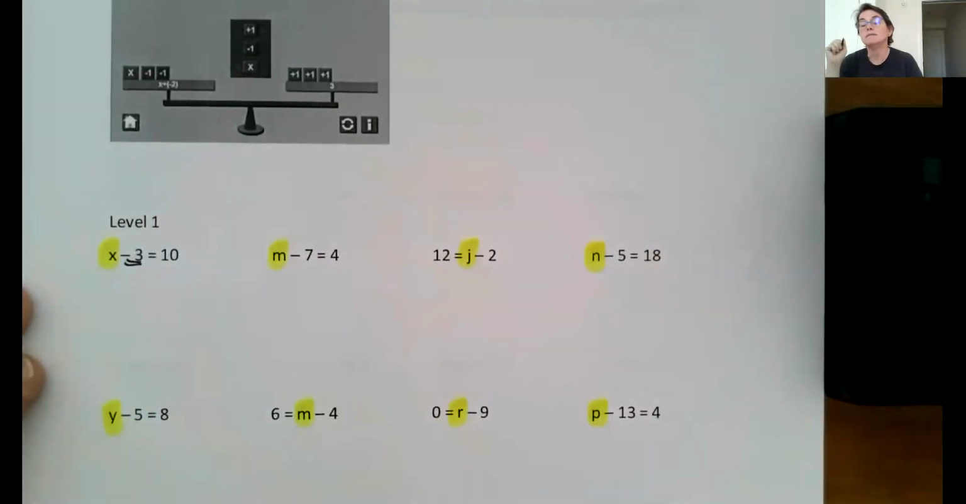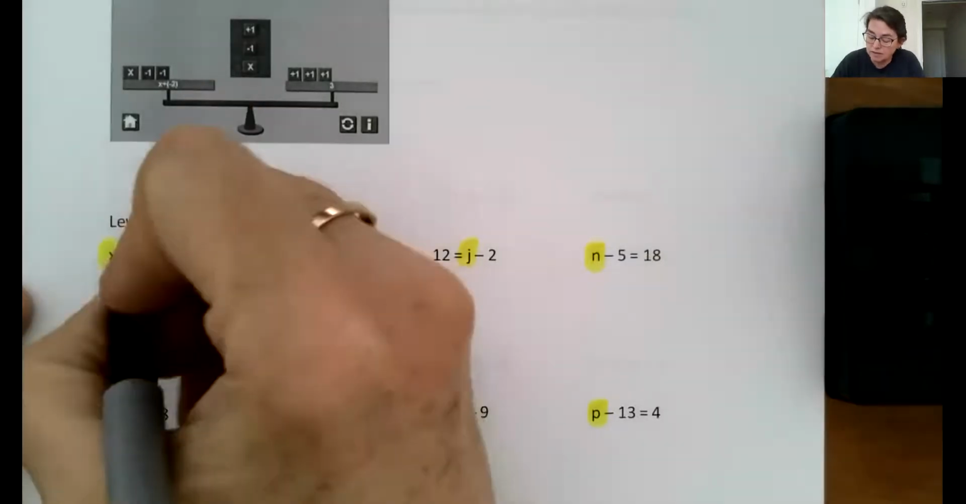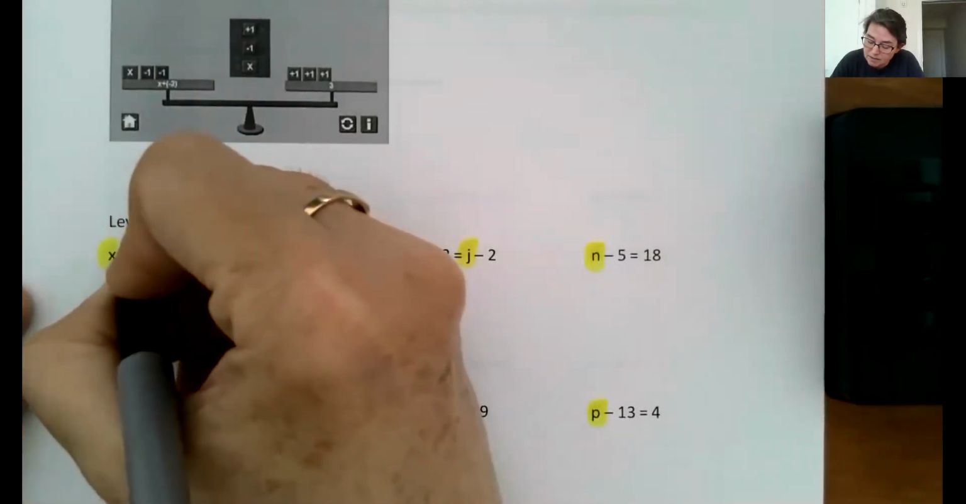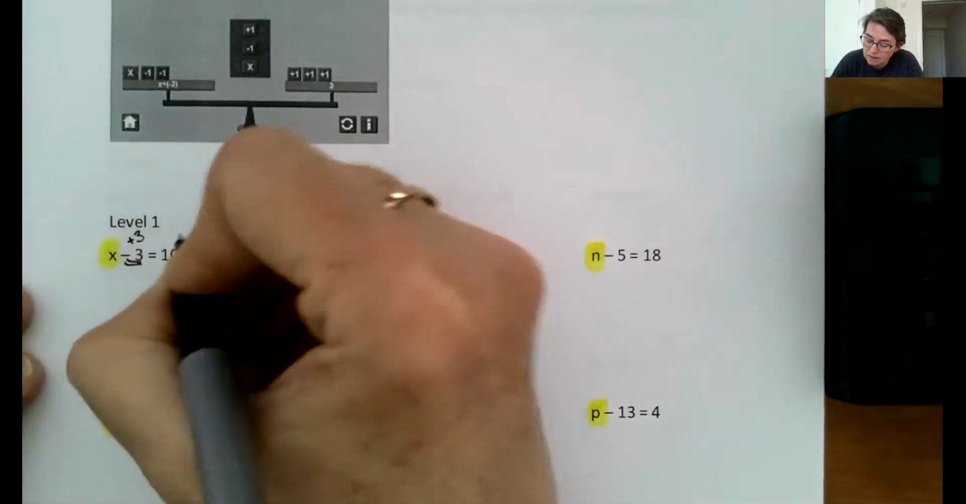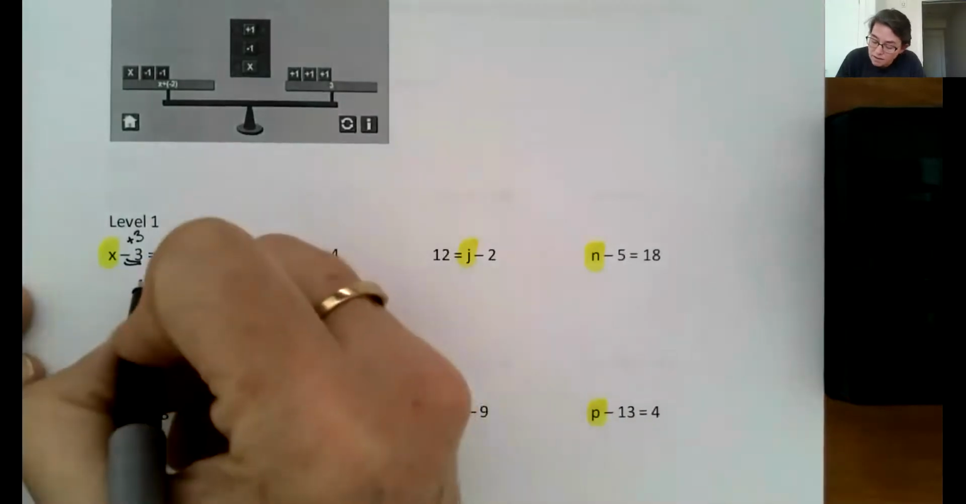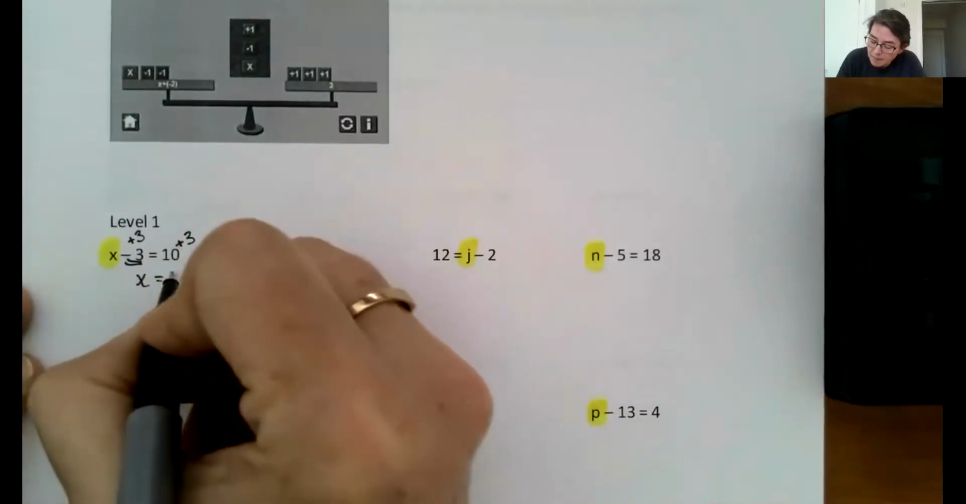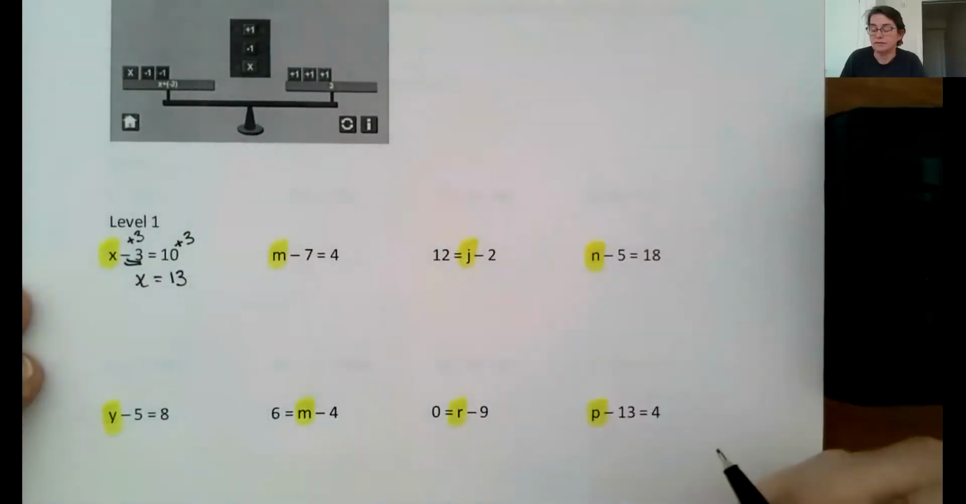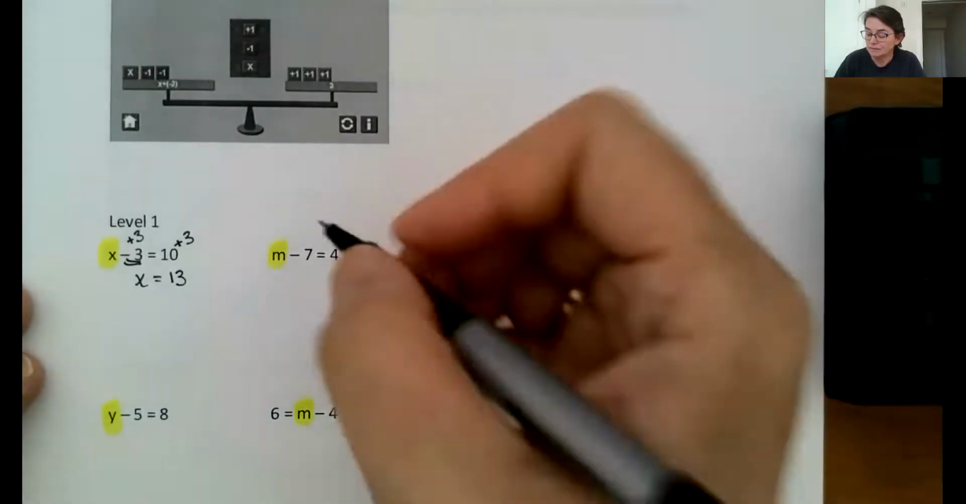And when you had an addition equation, you subtracted to get rid of it. Well, this works the same way. If we have a subtraction equation, we're going to add to get rid of it. We're going to do the opposite. So if it's minus 3, we're going to add 3 here. And whatever we do to one side of the equation, we're going to do to the other. So x is equal to 13. They're actually easier than the addition ones.